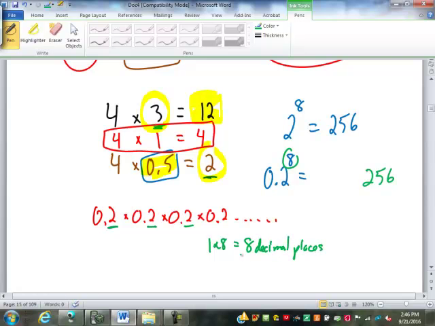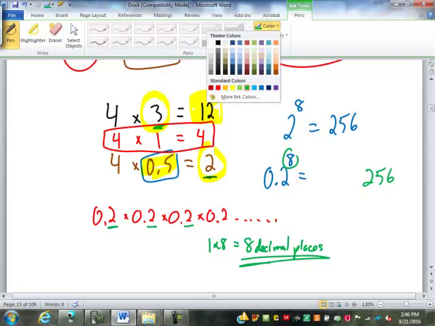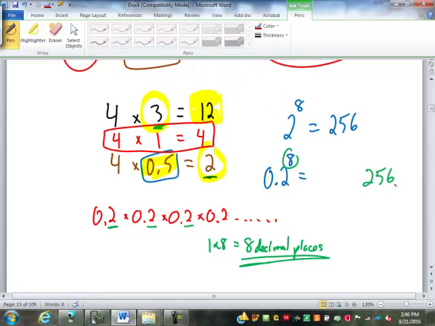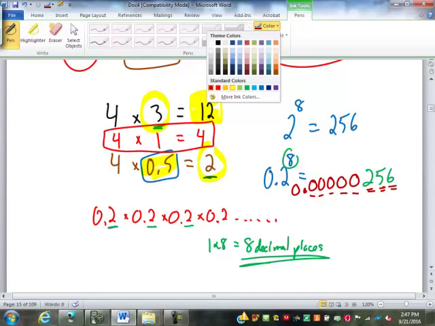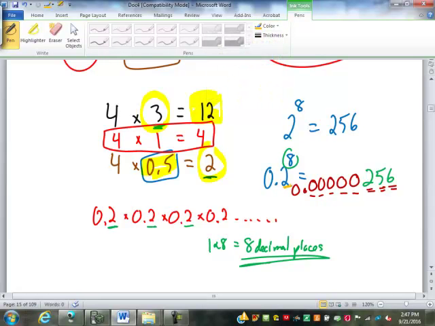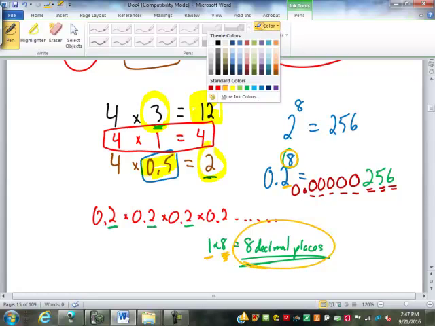So if there are 8 decimal places in the problem, as we've said before, there has to be 8 decimal places in our answer. So that is 0.0000256, to give us 8 decimal places in the answer. If you look at that, you might see 1 decimal place in our number, to the power of 8. You took the number of decimal places times the power to get the number of decimal places in your answer.